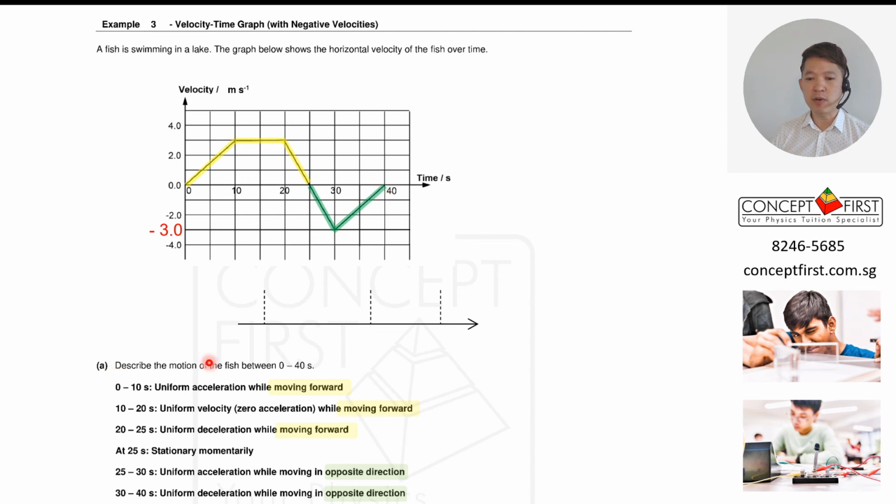So part A, describe the motion for this entire journey. Very quickly, constant positive gradient, constant acceleration, zero acceleration or uniform velocity, negative gradient, constant negative gradient, constant deceleration. Now the words constant and uniform, they are the same. When you have a graph with positive and negative velocity, you then have to be clear and specific and mention moving forward.